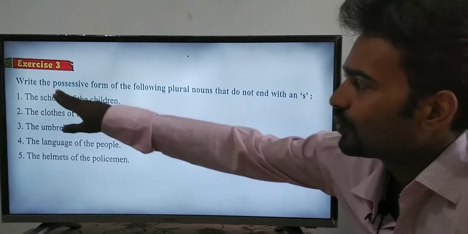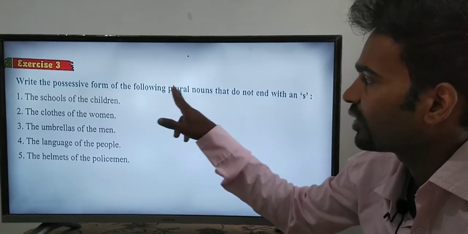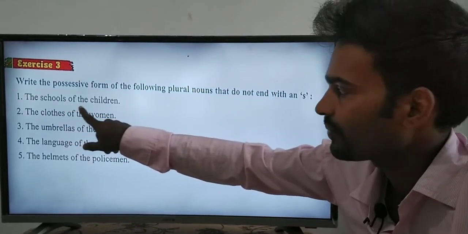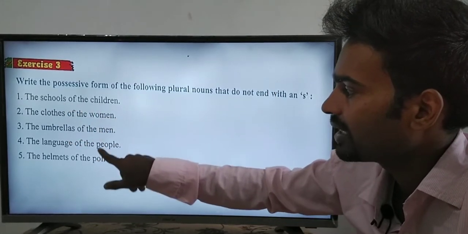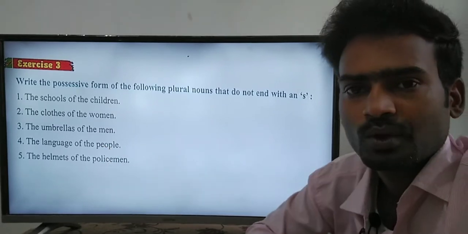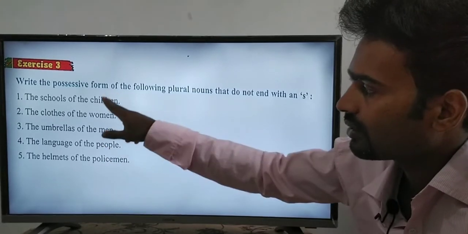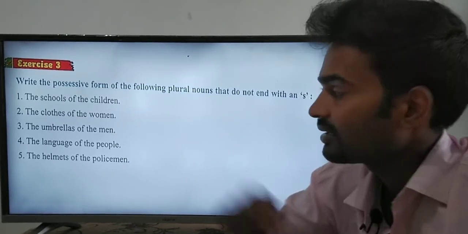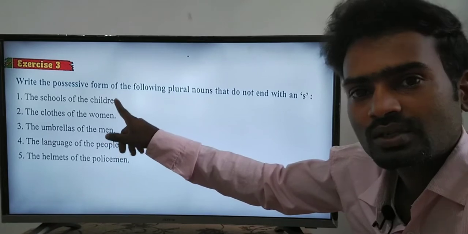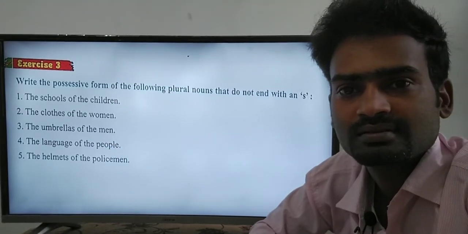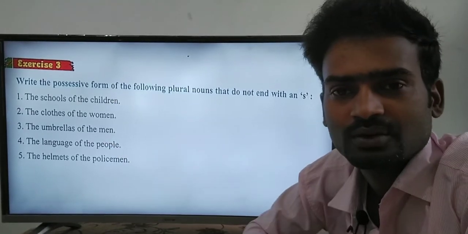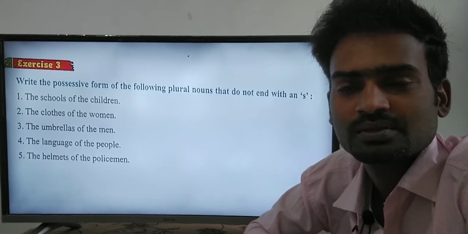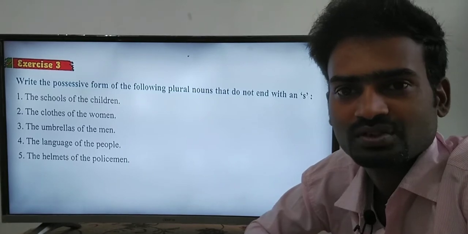Exercise 3. Write the possessive form of the following plural nouns that do not end with s. See here, as I said before, children, women, men, people, policemen. All are plural nouns, but these nouns do not end with s. In this type of nouns, we have to add an apostrophe plus s, right?